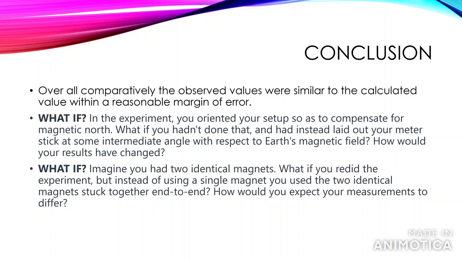And then what if I had two identical magnets, and instead of using a single magnet, I used two? What would happen is all my magnitudes would double, and my arrows would double.